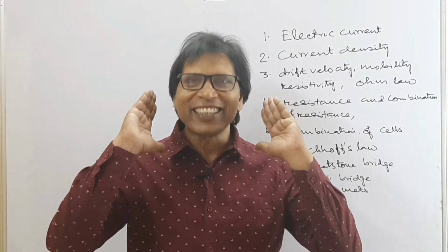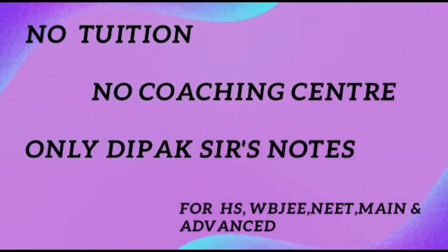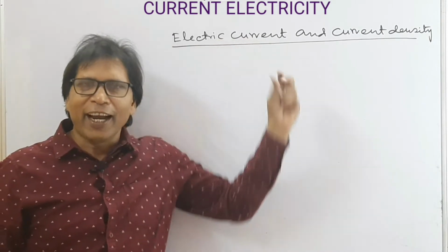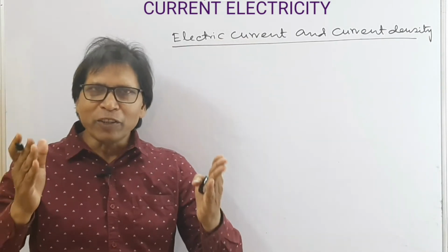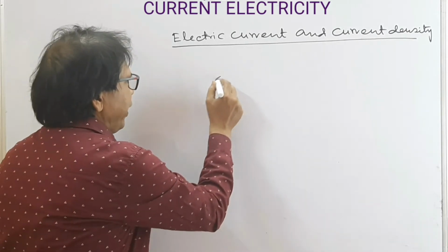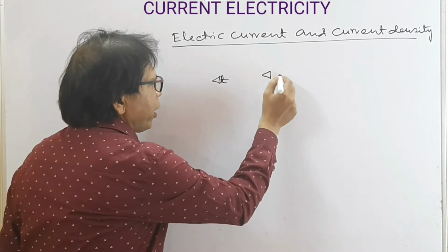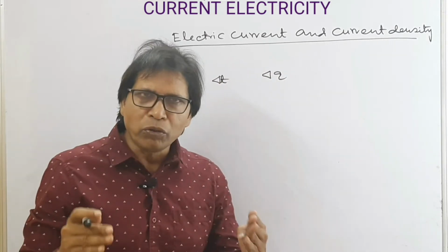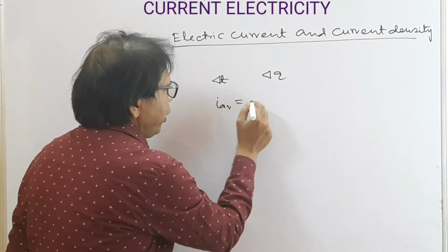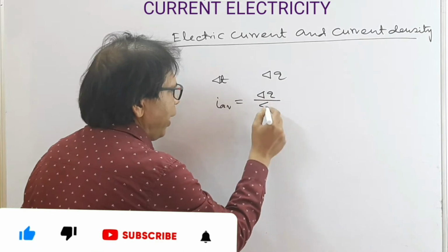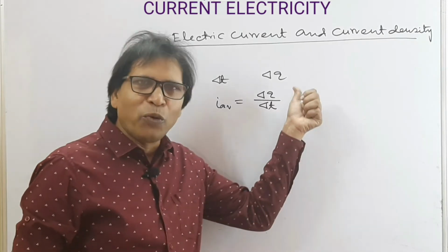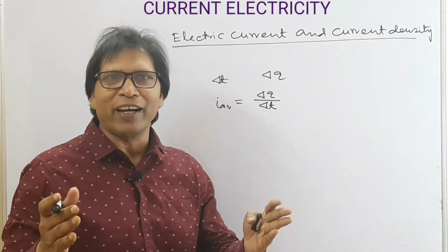Okay, now let's start. Now look at this: electric current and current density. First of all, average current. Suppose in time delta t, if delta q amount of charge flows through a conductor, then average current I average equals delta q by delta t. Its unit is coulomb per second or ampere.